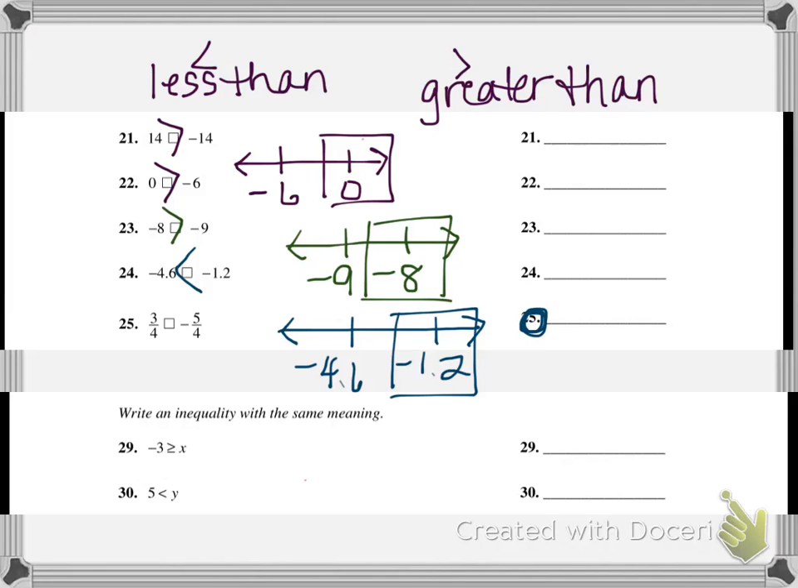Again, 25, one's positive, one's negative. That's the easy one. Positive numbers are always greater than.